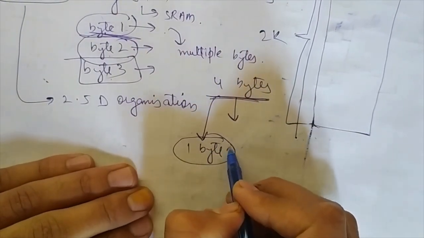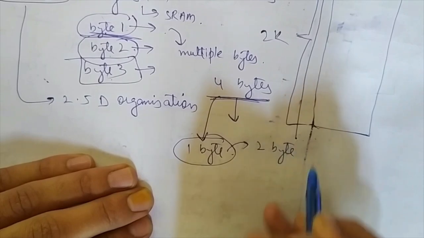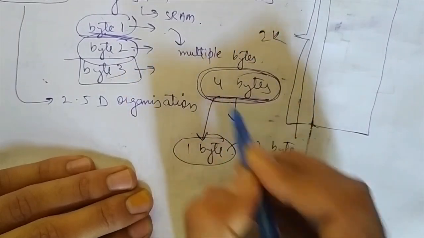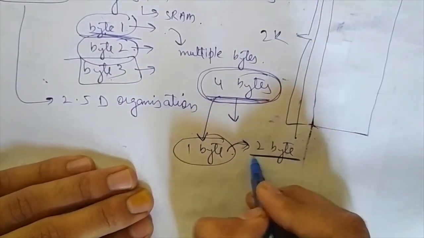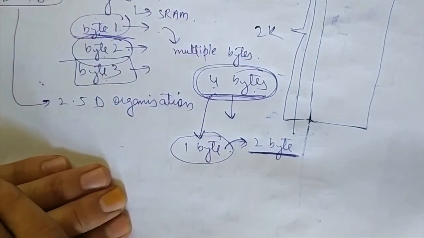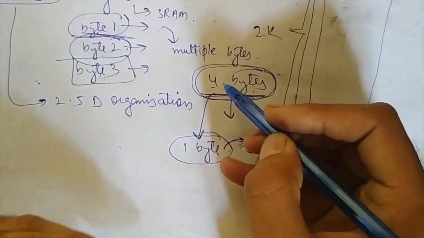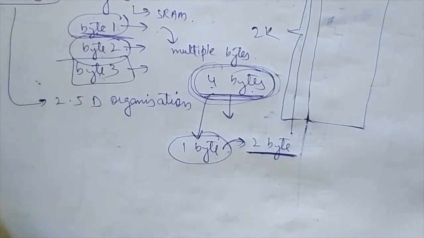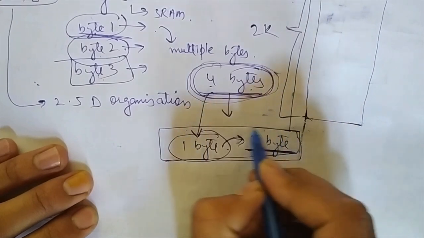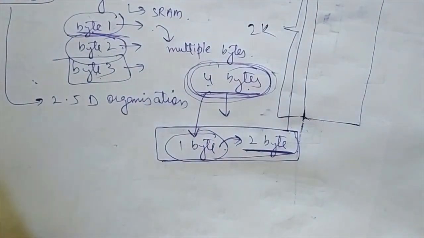If I need a consecutive byte, byte 2, then I don't have to activate the word line again. Instead, I will check from these 4 bytes what is the next byte, and I will read that particular next byte. So 4 bytes I can read consecutively, one after the other. The only thing I have to do is read these 4 bytes together in one go, then I can read them one after another if required. And in the computer architecture domain, this is the most frequent operation: if we are reading one byte, there are multiple chances that we will require the next byte as well.